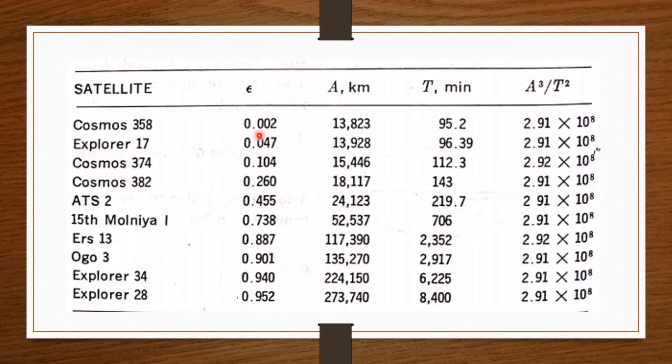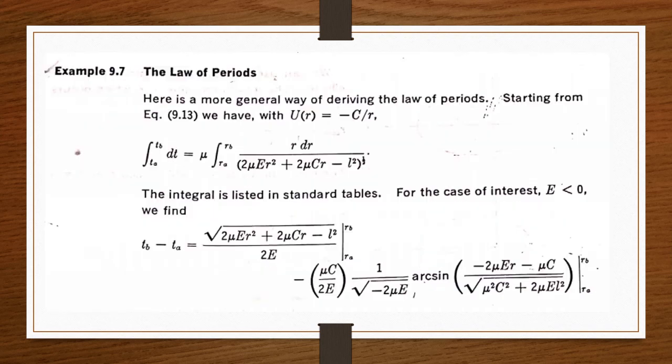Okay, you can see different satellites and their values of A cube by T square. It is approximately constant to some extent. There is a difference only in about the 1 by 100 term for the A cube by T square value. So we can take it as almost constant.